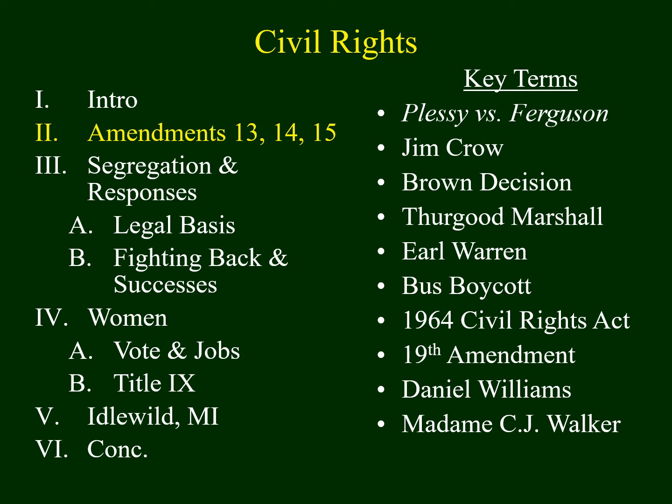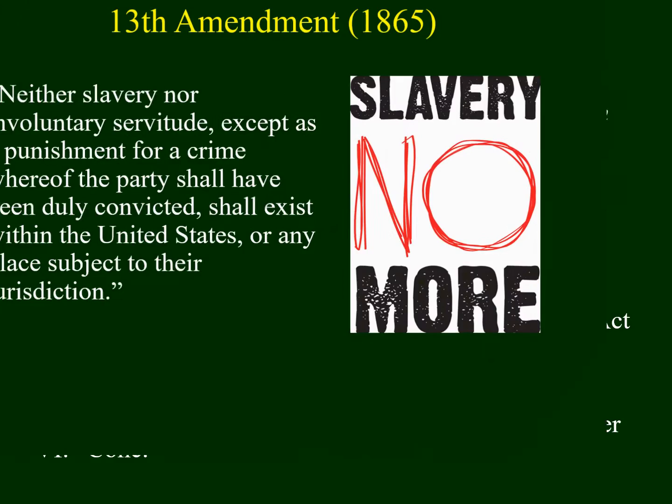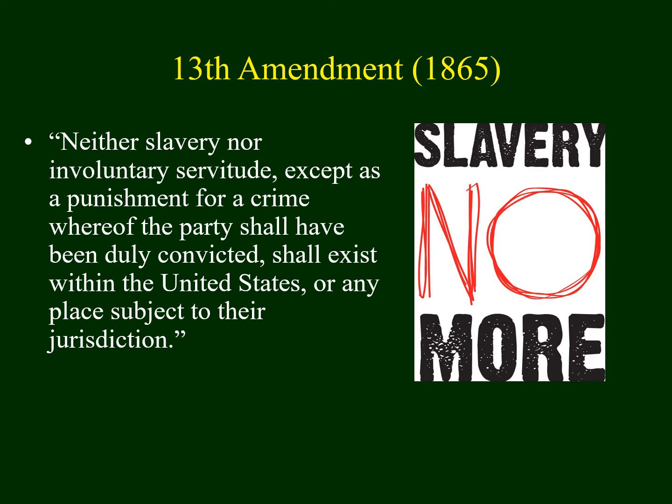To begin with, we should start with 3 amendments passed in the immediate aftermath of the Civil War. The first of these amendments was the 13th Amendment, which became part of the Constitution in 1865. You can see the text of the 13th Amendment there. Well, a bunch of lawyers wrote that. Essentially, we can break this down into just 2 words. The 13th Amendment prohibited slavery.